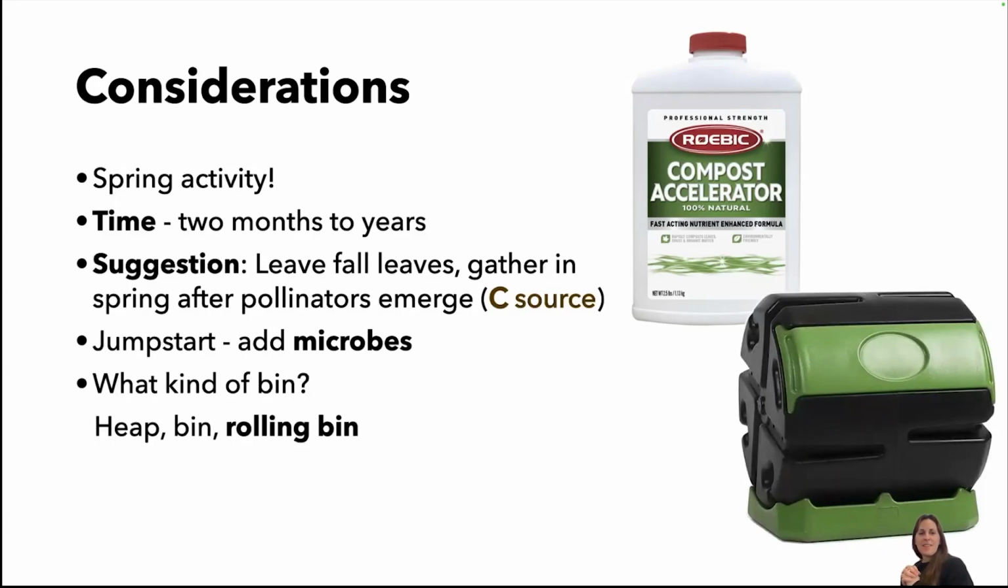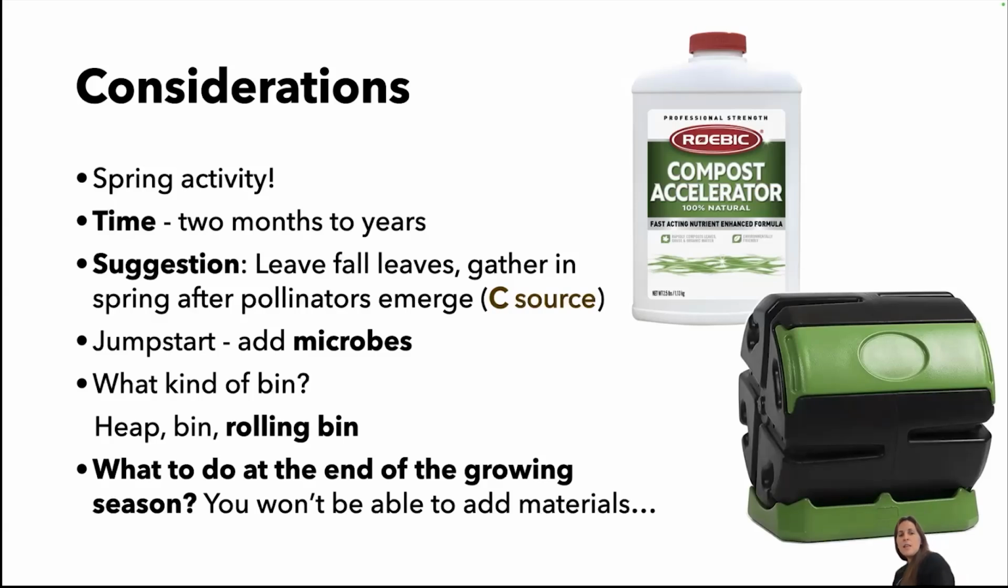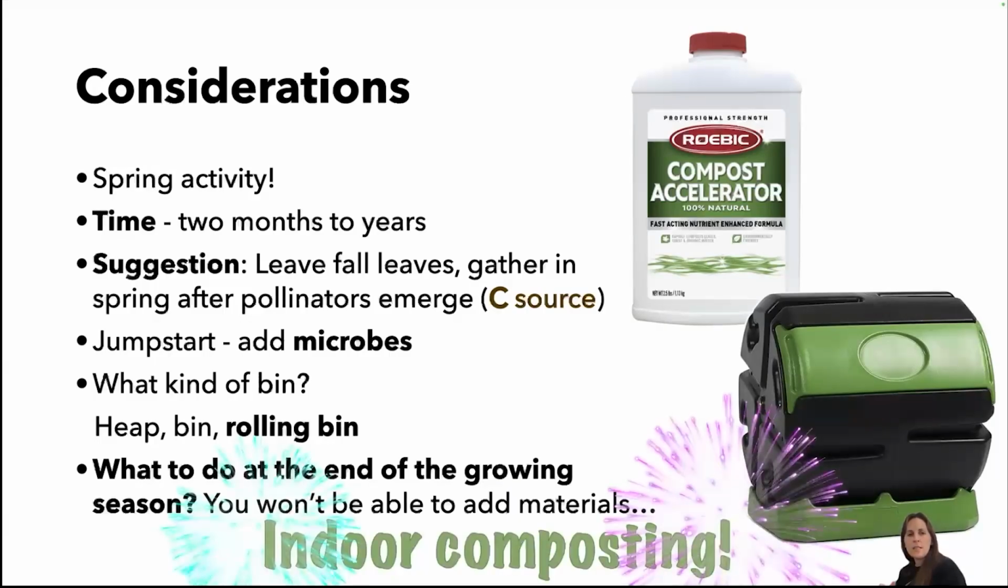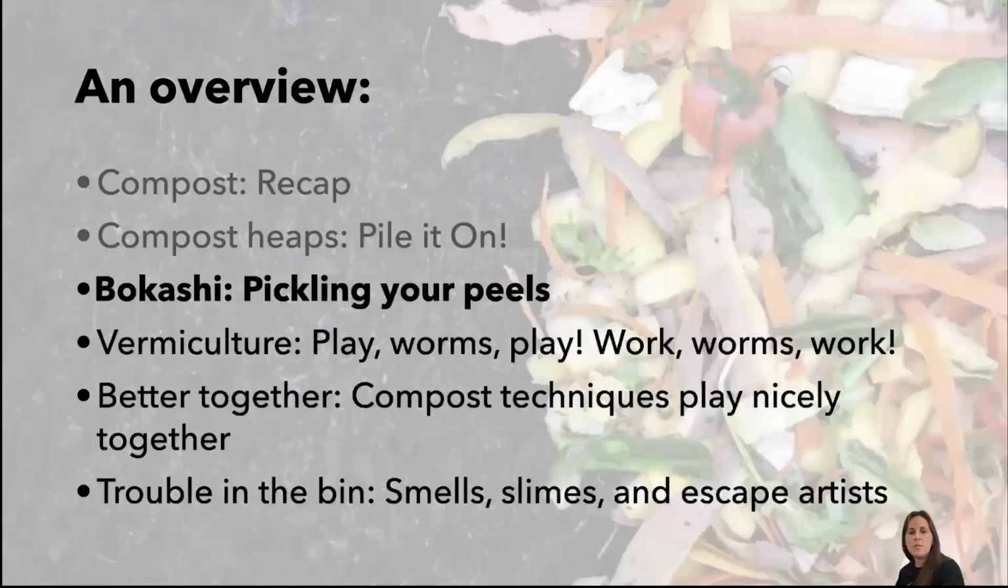So then the other question is, what kind of bin do you want? Like I had mentioned, it might be a heap. You might actually just put it in a bin, or it could be in a rolling bin. So then the question becomes, what do you do at the end of the growing season? Because you're not going to be able to add materials without introducing things like critters, for instance. They love those nice warm compost heaps. And not to mention, if you're adding materials, they're not going to be composting anyway. So what I suggest is indoor composting, which brings us to our first major technique of Bokashi.